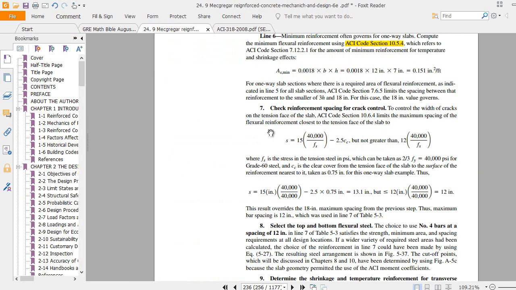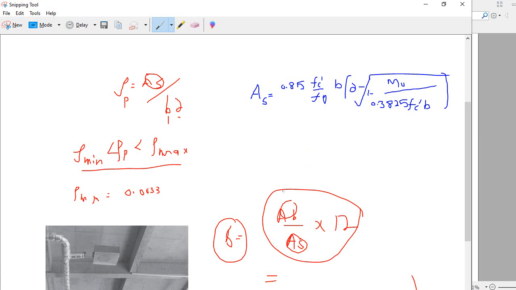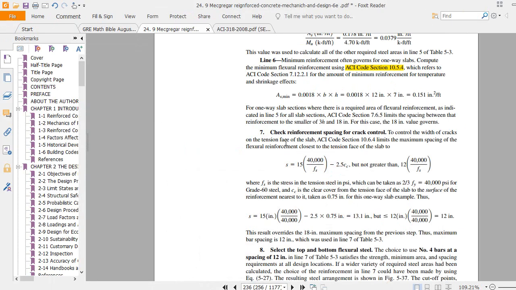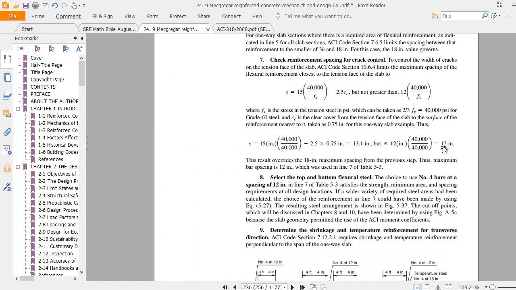Clear? This is very important, that you have knowledge of how to calculate the maximum spacing. You have to calculate your spacing from this formula. Then you have to check with 3 times h or 18 inch. Then again you have to check it with those ACI limitations. This is very important. So the spacing is already fixed, that is 12 inches.